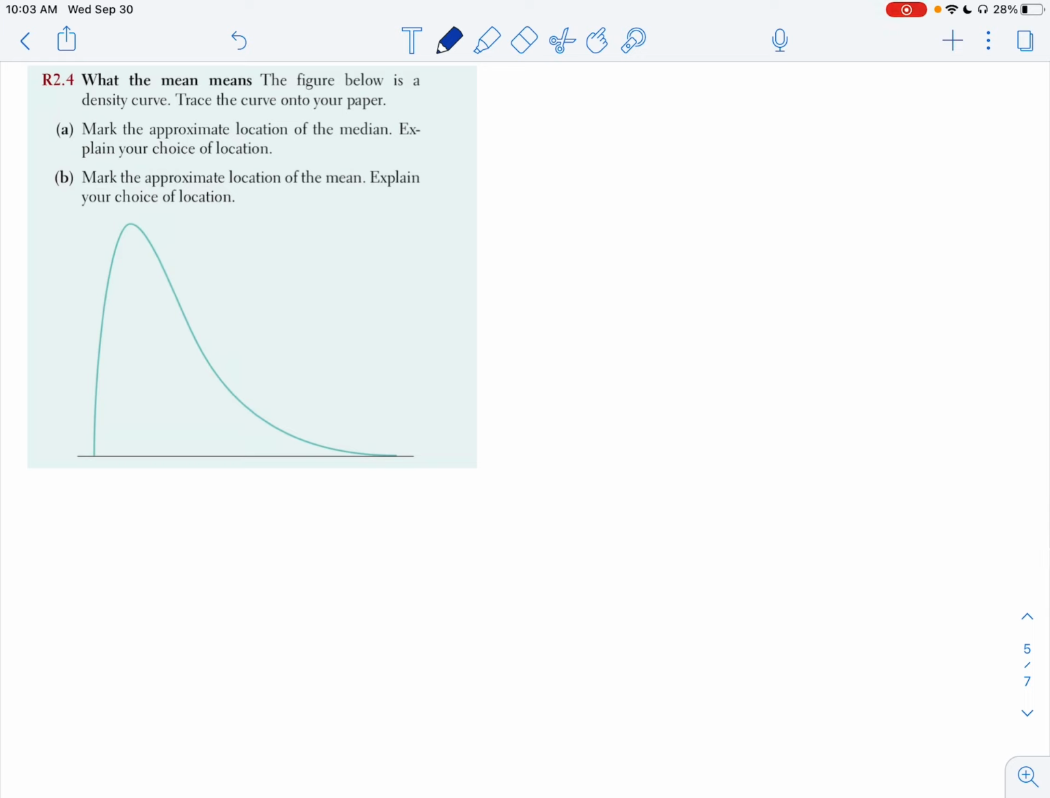I'll keep going. Number 4. What the mean means. The figure below is the density curve. Trace the curve onto your paper. So we have the curve. Mark the appropriate location of the median and then explain your choice. So when you're looking at the median, it's going to be a little bit right of the main peak. So that's going to be our median.